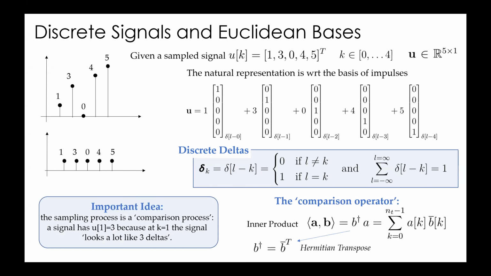But the important idea is that each of these components that you're seeing here, when you say, for example, this 3 or this 4, is just the result of a sort of comparison operator, which is the inner product. If I say that here I have a 3, it means that here the signal looks a lot like 3 times this guy. So I would like you to look at this inner product as a sort of comparison operator. You all know what this means, right?